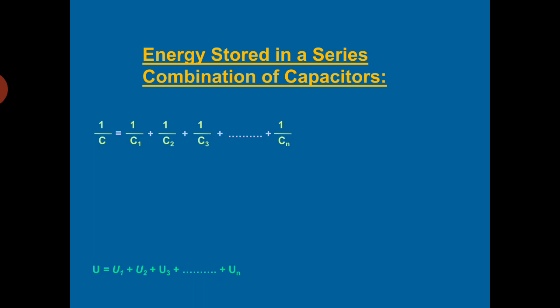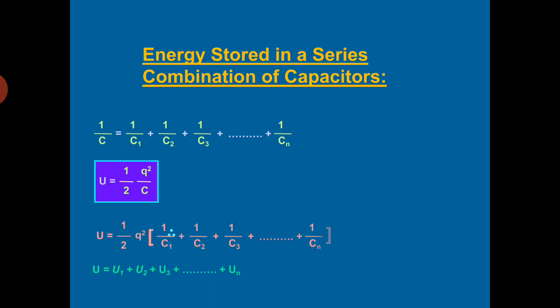So now, what will be the energy stored U? If we consider equivalent capacitance C, then the energy stored is given by the relation Q square by 2C. This we have derived earlier. So instead of 1 by C, we can substitute 1 by C1 plus 1 by C2 plus 1 by C3 up till 1 by Cn. Right? Now, opening the bracket, what do we get?